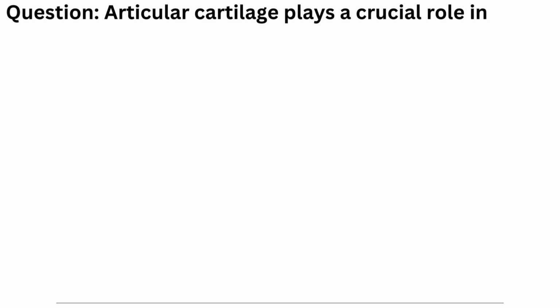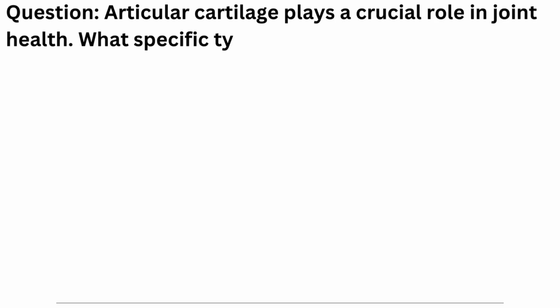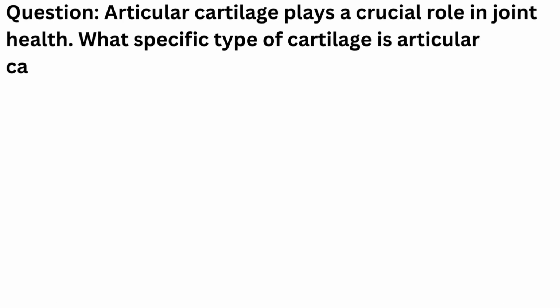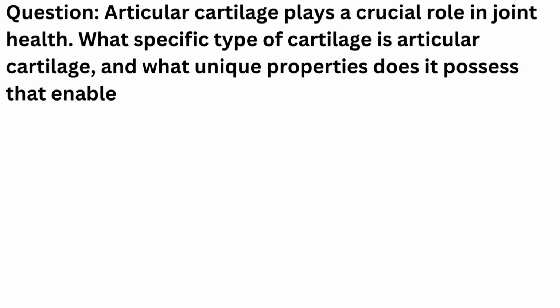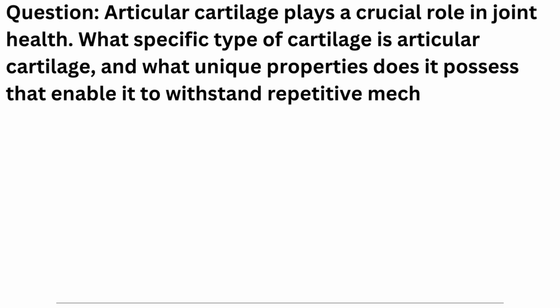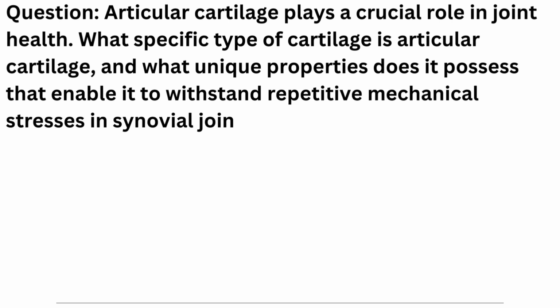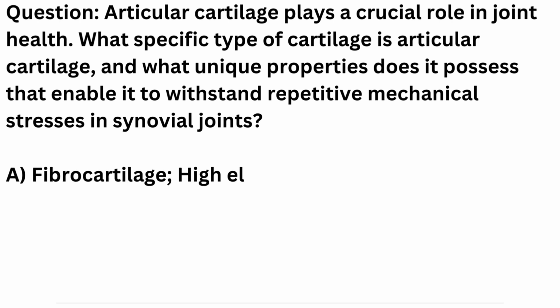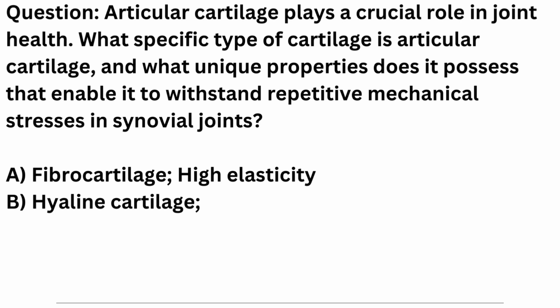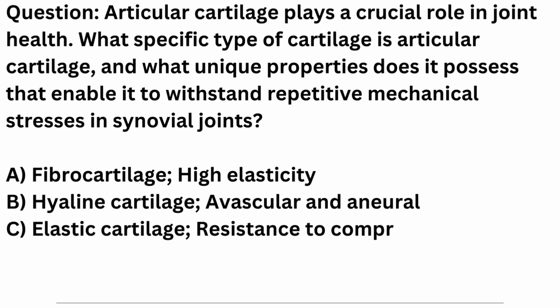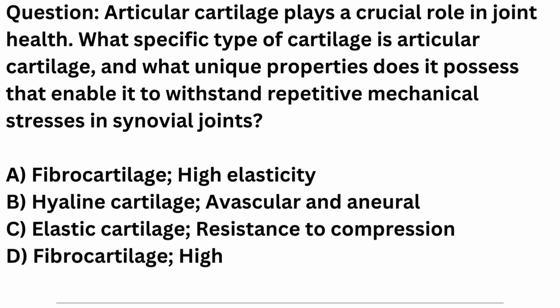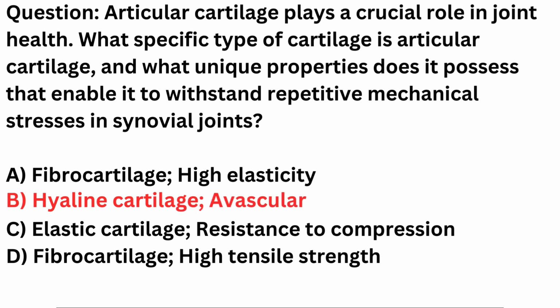Question. Articular cartilage plays a crucial role in joint health. What specific type of cartilage is articular cartilage, and what unique properties does it possess that enable it to withstand repetitive mechanical stresses in synovial joints? A. Fibrocartilage, high elasticity. B. Hyaline cartilage, avascular and aneural. C. Elastic cartilage, resistance to compression. D. Fibrocartilage, high tensile strength. Correct answer is B. Hyaline cartilage, avascular and aneural.